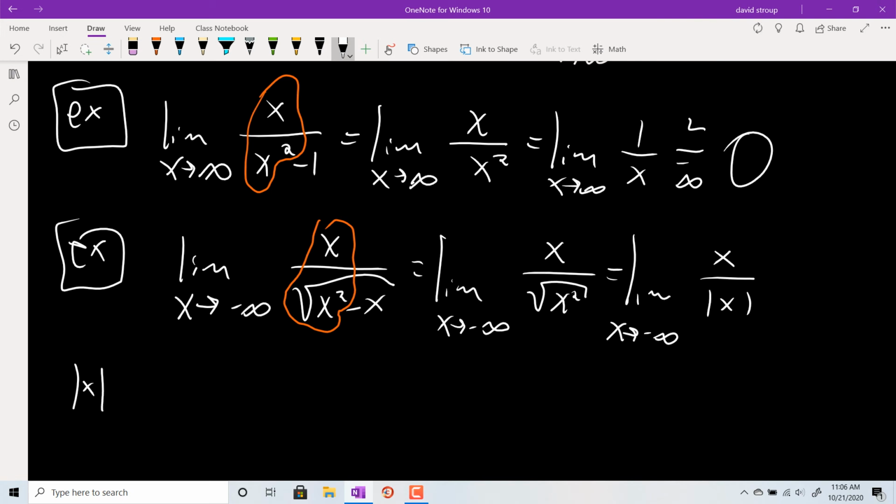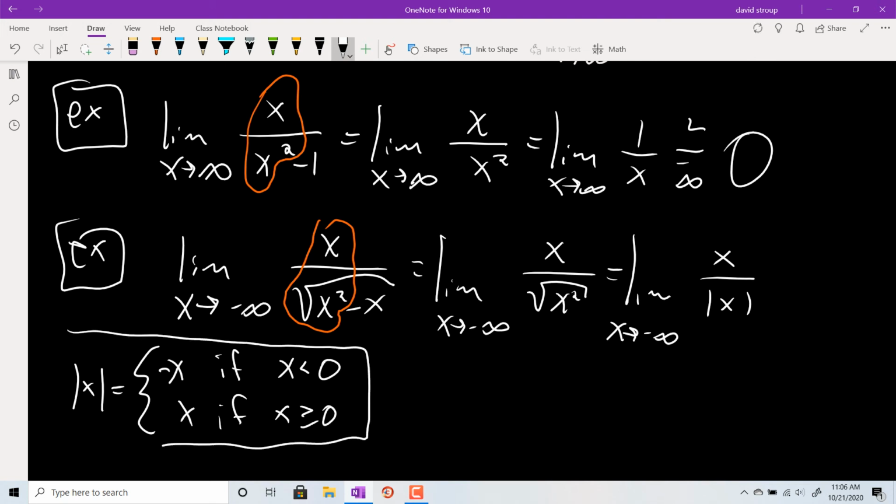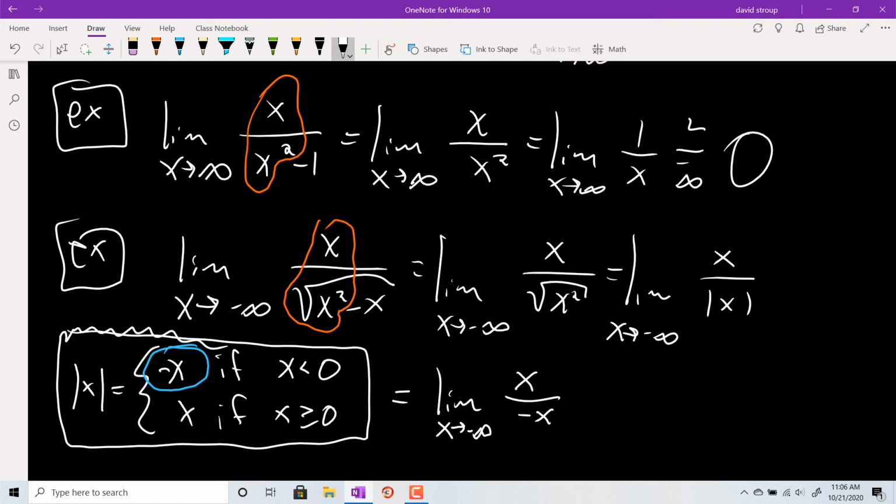If you remember the definition, the absolute value of x is equal to negative x if x is negative, and positive x if x is greater than or equal to 0. In this case, we're looking at numbers going to negative infinity, so we'll be using the negative x part. We can replace the absolute value of x with negative x because of the direction of the limit. Then this is the limit as x goes to negative infinity of negative 1, and of course the limit of a constant is just that constant.